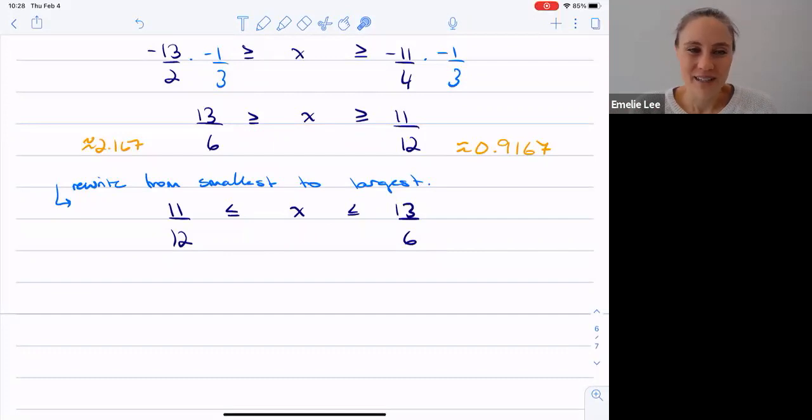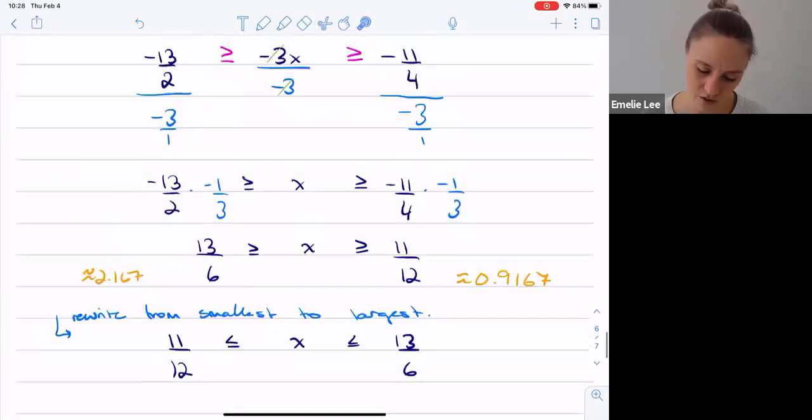All right, nice. Inequalities. All right. So these were linear inequalities. And let's see here. Should we graph this? Sure.